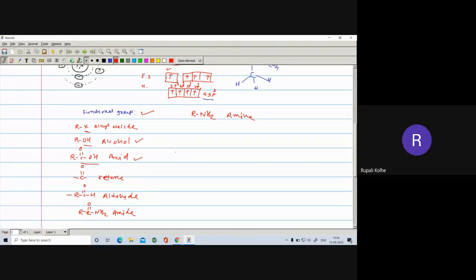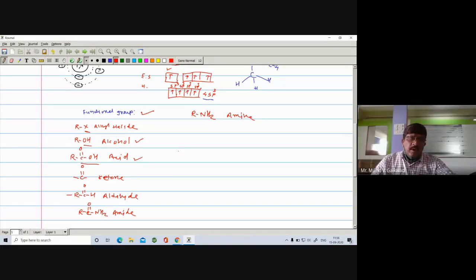Carbonyl group. Phenol. Here is also phenol. Here is the benzene. When an OH group is directly attached to the benzene, it is called a phenol. So here is a phenol.